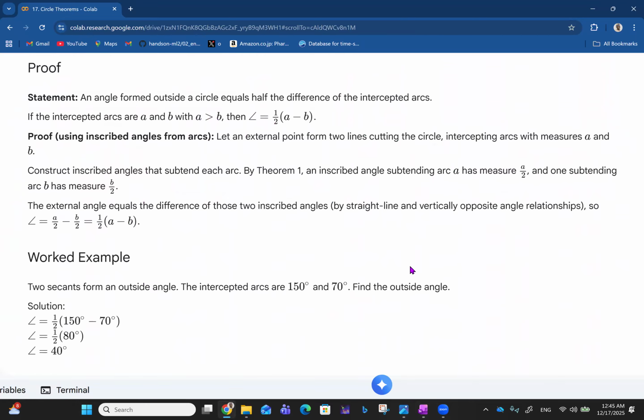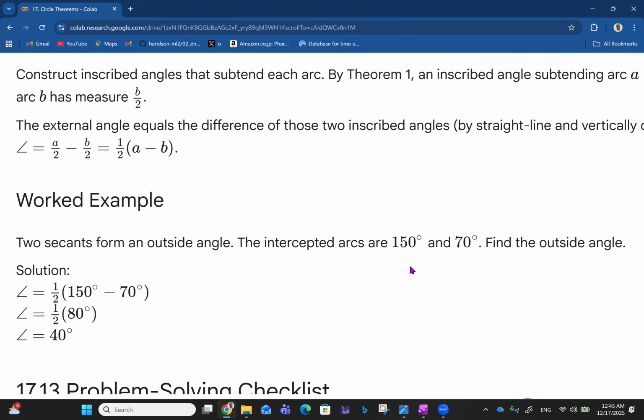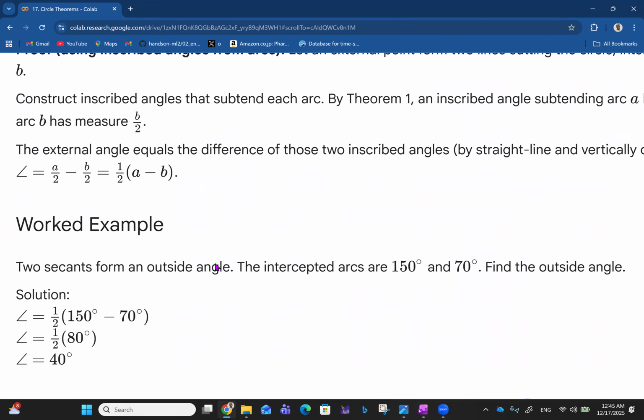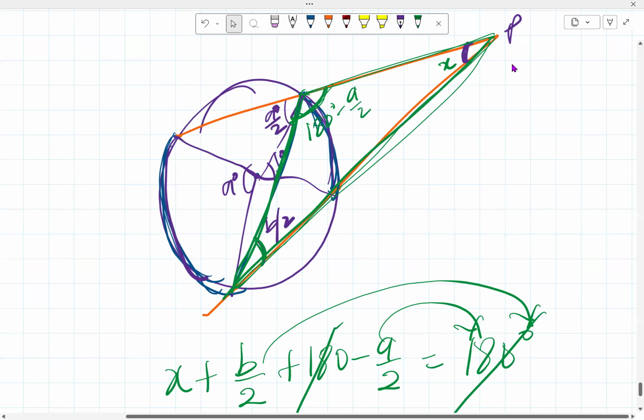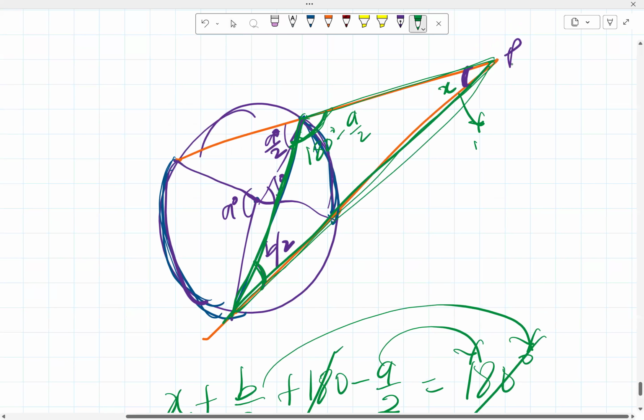So in this case now, if you have two secants that form an outside angle, so the intercepted arcs are 150 degrees and 70 degrees. Find the outside angle. The solution is simply just say half into the big one, that's 150 degrees minus 70. That's half of 80 degrees, which is 40 degrees. So that's the kind of thing we have established here now, that this X now is simply half into A degrees minus B degrees, like that.